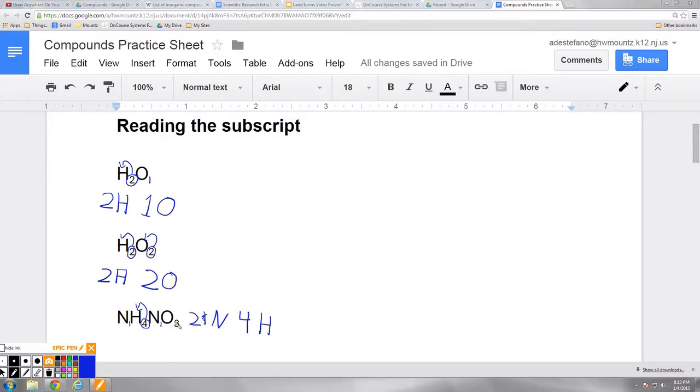And finally, we have a subscript of 3 behind the oxygen. So we have a total of 3 oxygens in this molecule. 2 nitrogen, 4 hydrogen, and 3 oxygen.